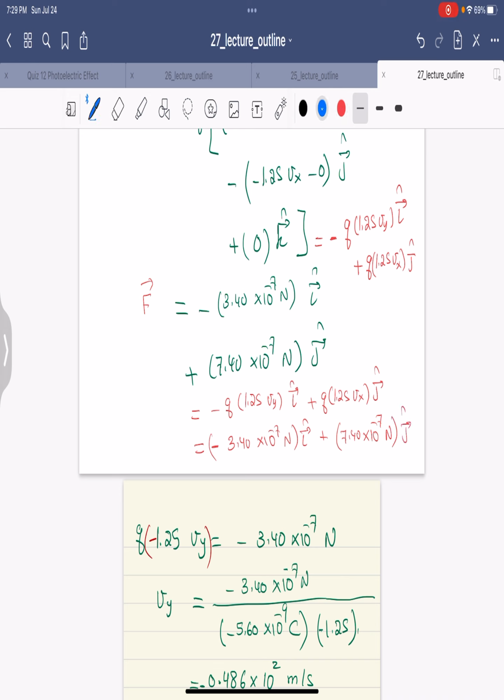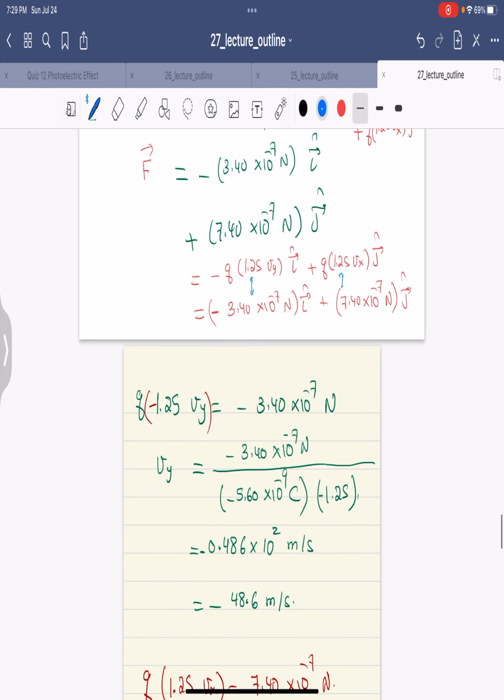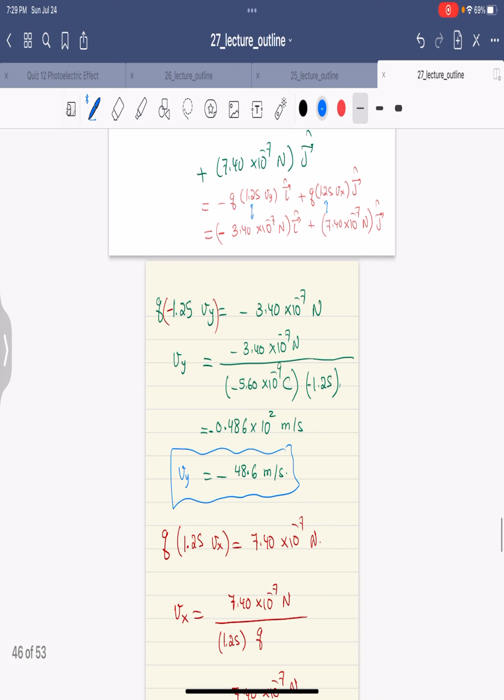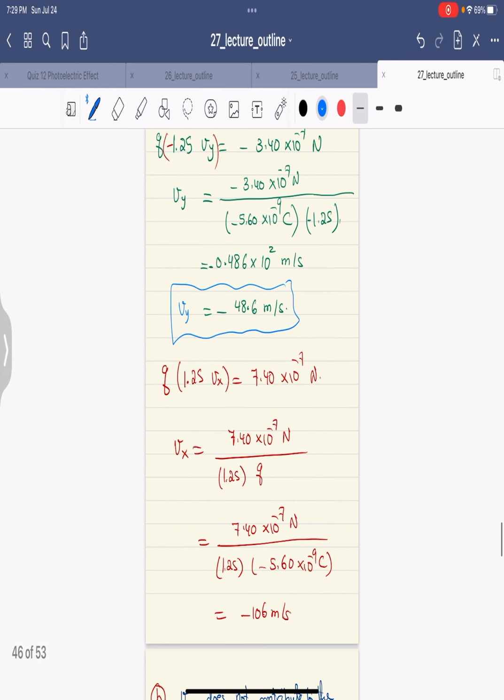When you compare these together, you will find that Q times negative 1.25 times Vy equals negative 3.4 times 10 to the negative 7 Newton. From that, I was able to calculate Vy as negative 48.6 meters per second. Also, when I compare the J component, I can conclude that Q times 1.25 Vx equals 7.40 times 10 to the negative 7. And from that, I will be able to calculate Vx as negative 1.106 meters per second.